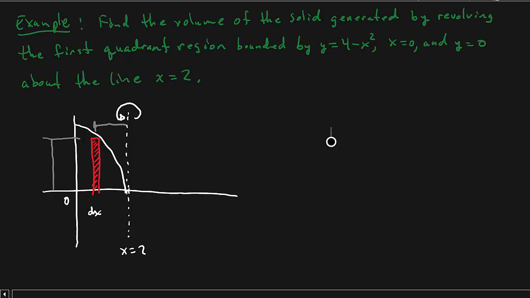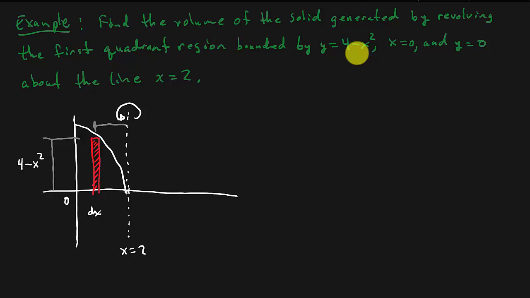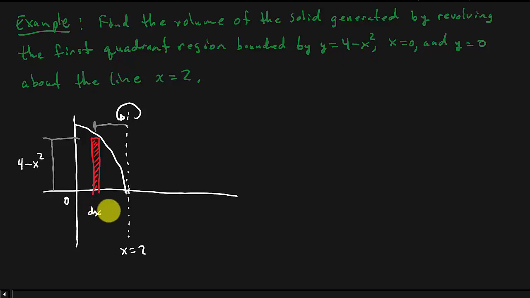All right, so let's first get the height of the shell. What's the height? That's y units, right? Which is 4 minus x squared, right? And why? Why did I put 4 minus x squared instead of y? Because our thickness is dx. Our function that we integrate has to be in terms of x.